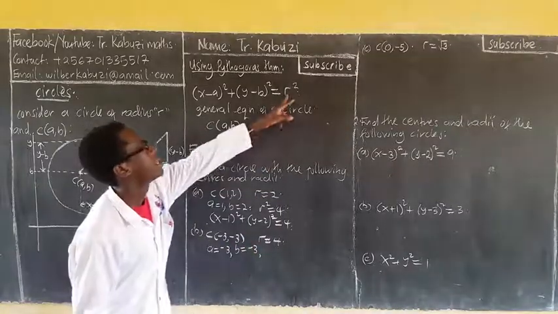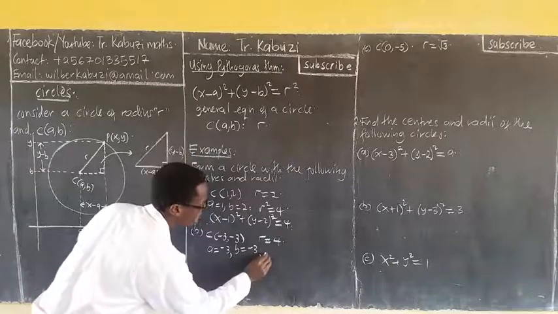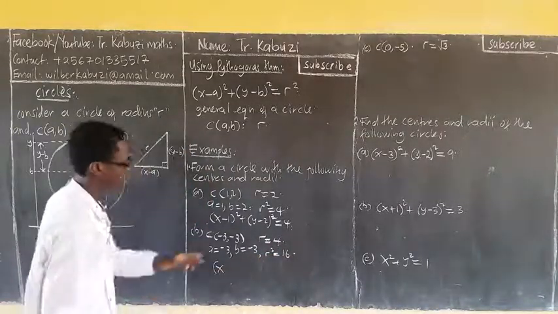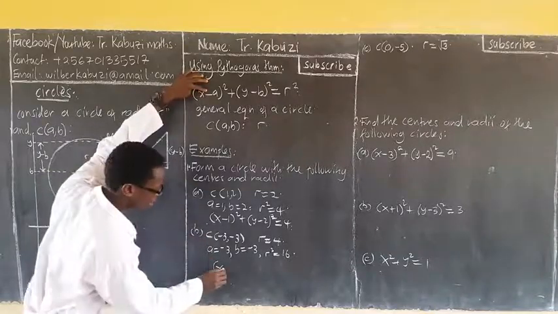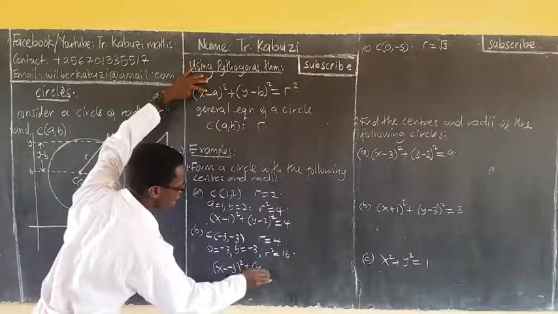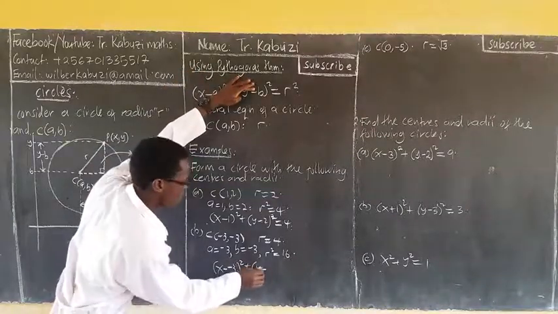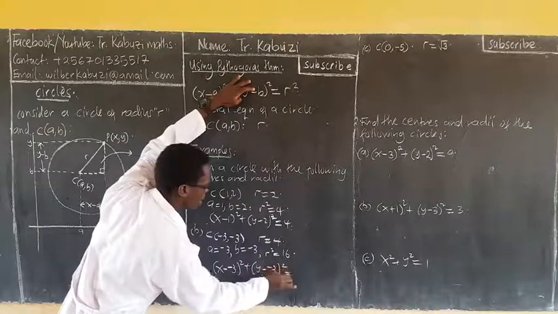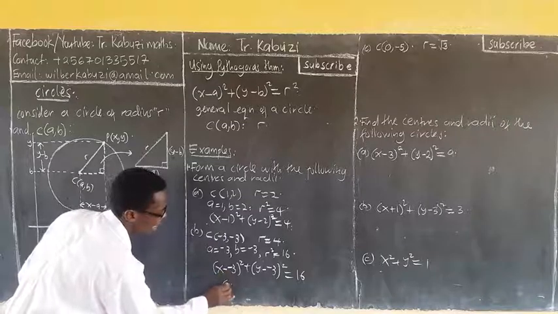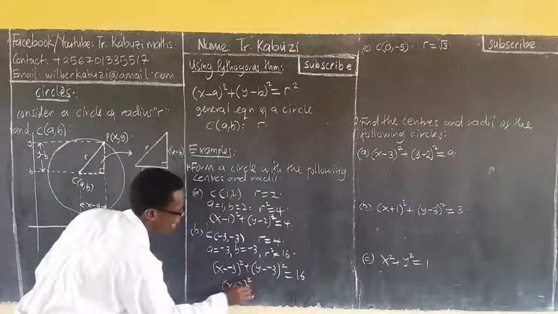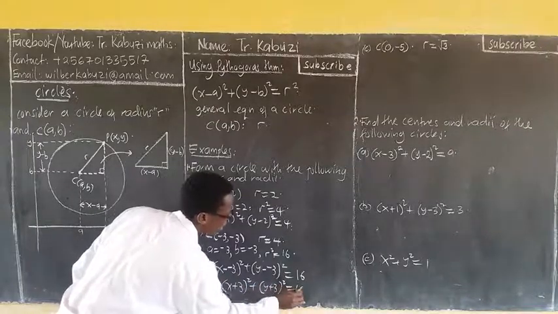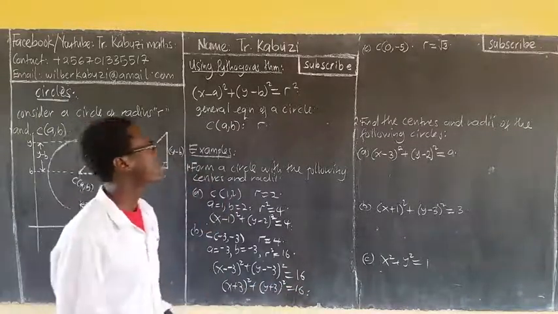My radius is 4, and I need radius squared. When I square this 4, I get 16. So my equation becomes x minus a, which is minus negative 3, the whole squared, plus y minus b, but my b is negative 3, squared, equal to r squared, which is 16. This time around, minus negative 3 gives me (x plus 3) squared, then (y plus 3) squared equaling 16, and that will be the equation of the circle.